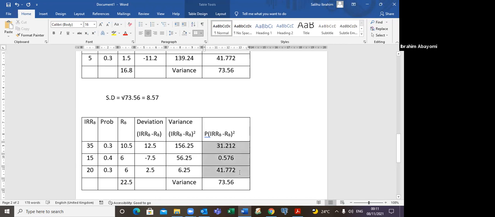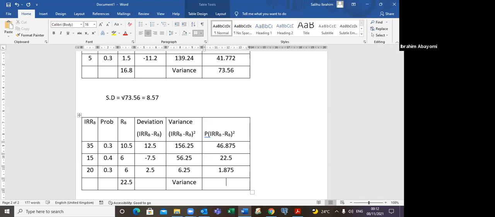Now, multiply by probability. 156.25 times 0.3 will give us what? 46.875. Second one, 2.5, 22.5. Yes. Last one, 1.875. What is the total?